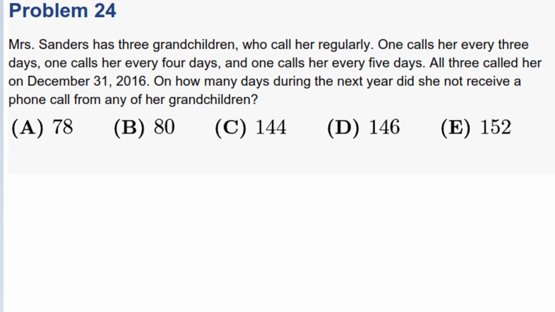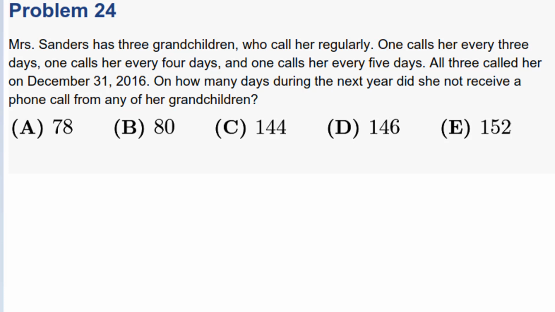Mrs. Sanders has 3 grandchildren who call her regularly. One calls her every 3 days, one every 4, one every 5. Now this looks like some of the questions we did before, 3, 4, and 5. Looks like multiples of 3, 4, and 5. That looks like multiples of 60, doesn't it? And all three called her on New Year's Eve last year. How many days during next year did she not receive a phone call from any of her grandchildren?